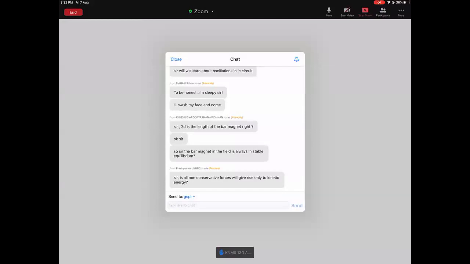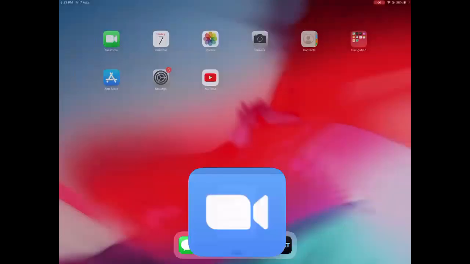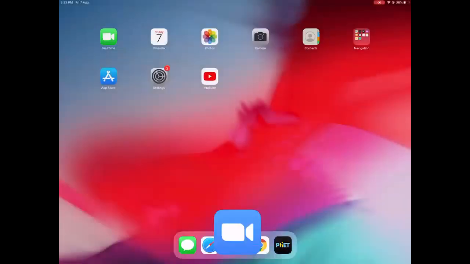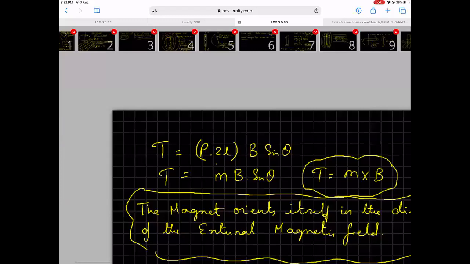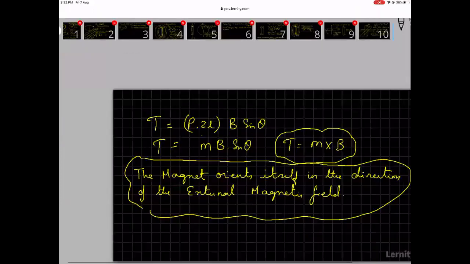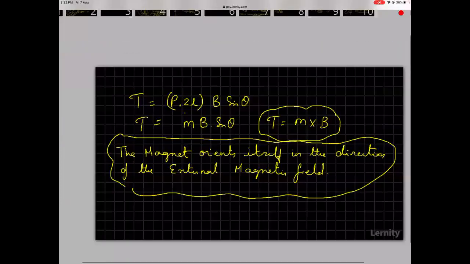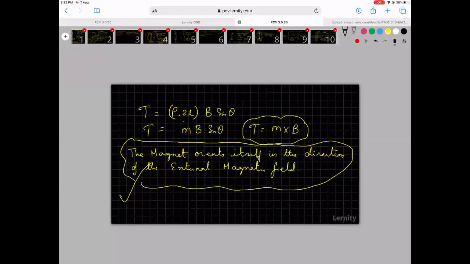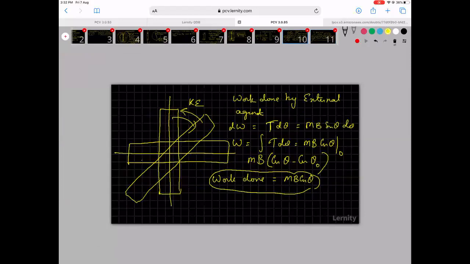Okay. Just trying to tell you that there is a parallel between electrostatics and magnetostatics. If there are questions based on magnetic dipoles, don't worry about it. You already learned electric dipoles, so apply the same concept here. So this is the work done in moving a magnet by an angle theta.